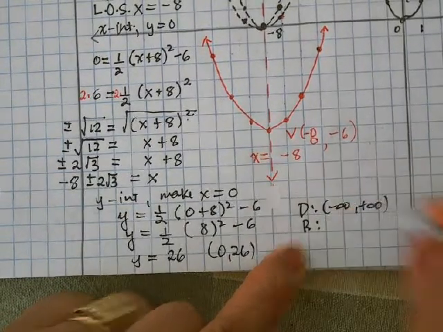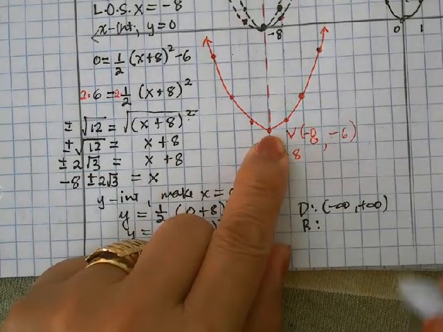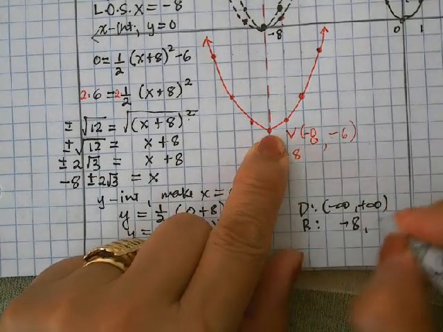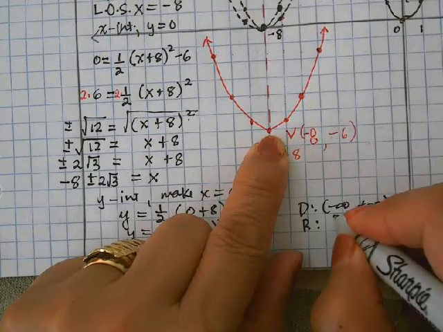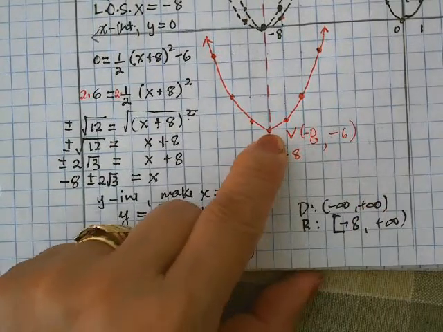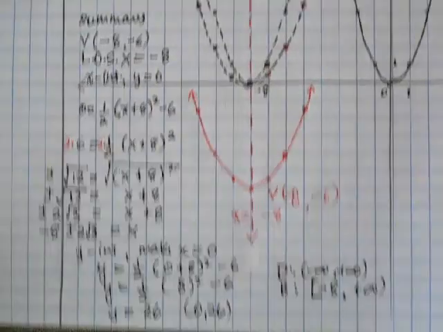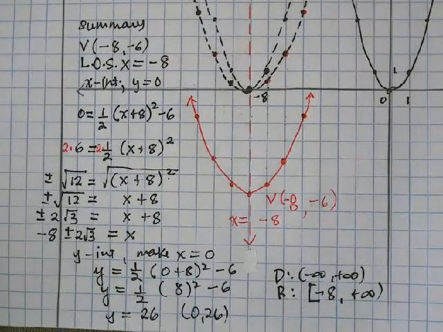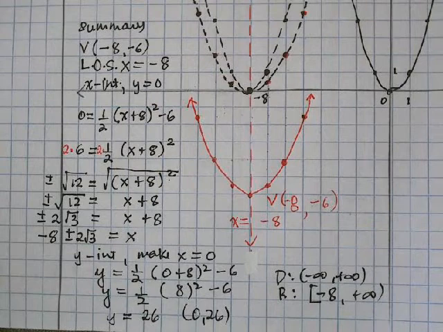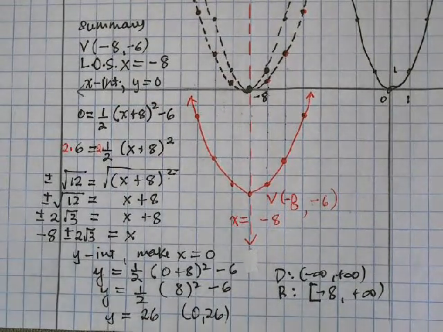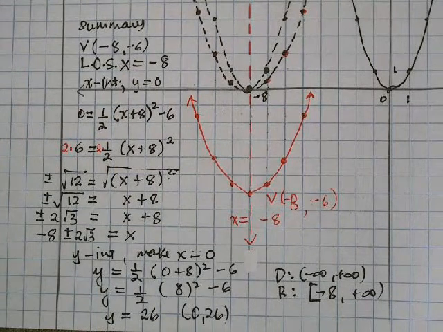And our domain is all real numbers. Our range will be negative 8 up to positive infinity. Okay, we start at negative 8. Okay, I hope you get all of that. Try to do this again on your own. Review. Just try to persevere and really understand these things. You need it in your algebra too. Okay, that's our lesson.